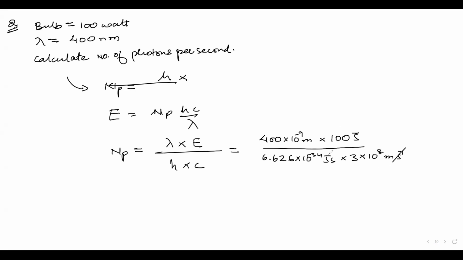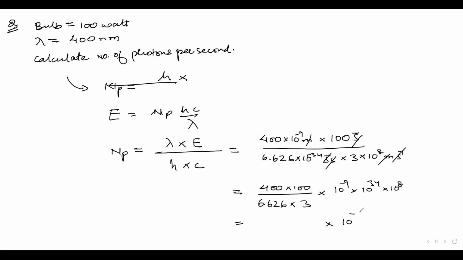So let us cancel these things out: second inverse, joule, meter, meter. So we have got a unitless number, and we need that unitless number. So 400 into 100 divided by 6.626 into 3 into 10 to the power minus 9 into 10 to the power 34 into 10 to the power 8. Now we have to calculate this. Whatever we get will be in 10 to the power plus 17, right?